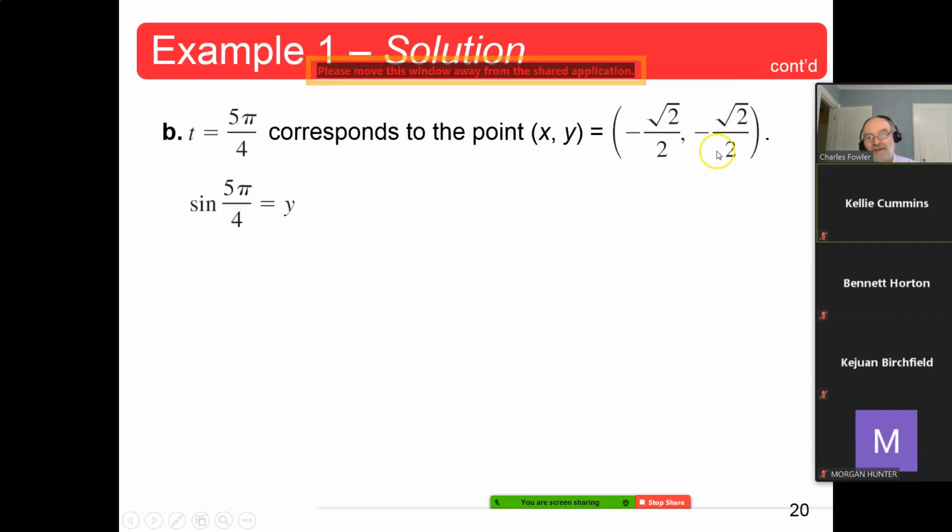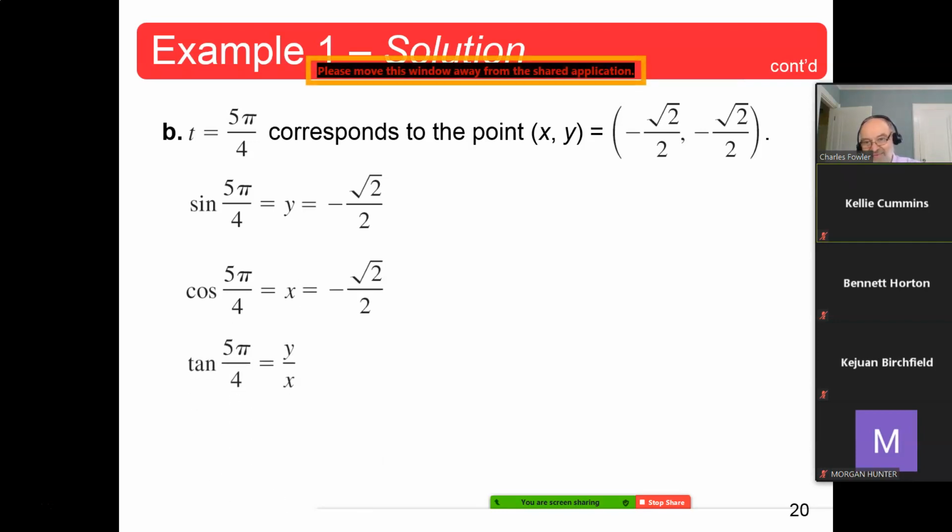Third quadrant, okay? So the sine of that is going to be the y value, minus root 2 over 2. The cosine is going to be the x value, which is also minus root 2 over 2. The tangent is the ratio of those two, and since those two are exactly the same values, the ratio is minus root 2 over 2 over minus root 2 over 2. Everything goes out. These go out to be 1, these go out to be 1, these go out to be plus 1. Okay, so your answer is 1.